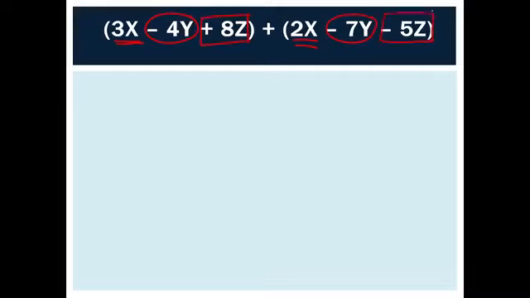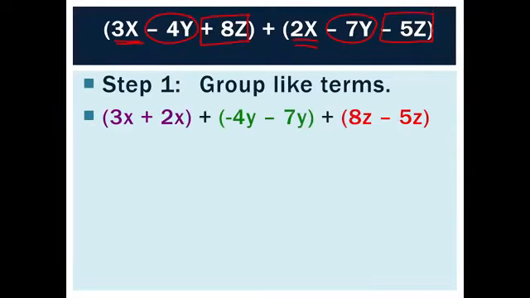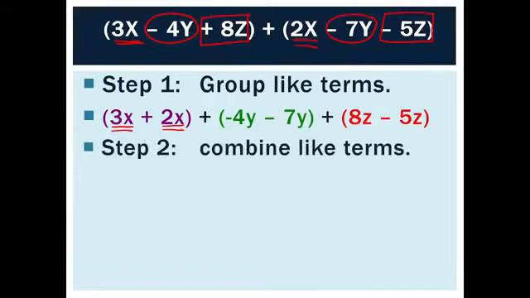Okay, let's now combine like terms. So, when we combine 3x and 2x, how much is that? 5x. How much is negative 4y and negative 7y combined? They are both negative, so we add. So how much is 4 plus 7? 11. What is the sign of 11? Positive or negative? Negative. Very good.